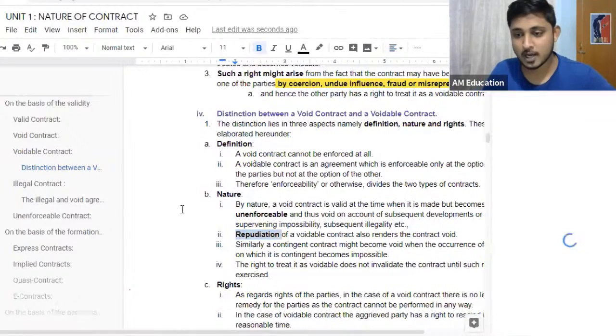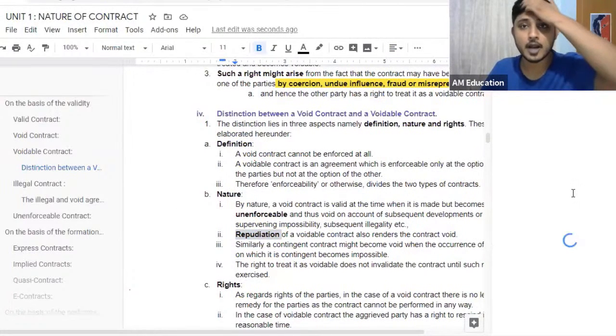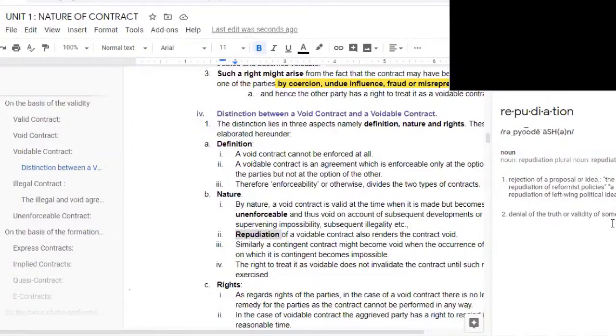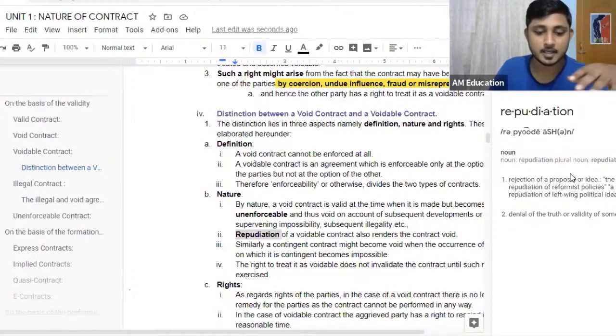So let's see what Google has to say. Repudiation is rejection of a proposal or idea, right? The repudiation of policies, the repudiation of ideas, right? Denial of the truth or validity of something. So repudiation is rejection, right? You're canceling this thing, you're rejecting this thing, right? So now read this thing, Nida.